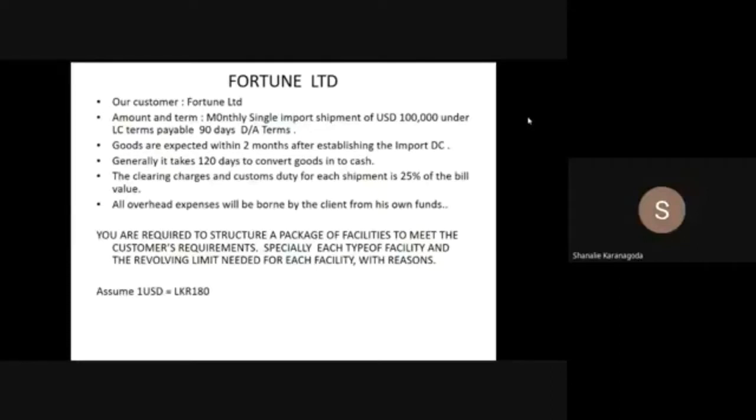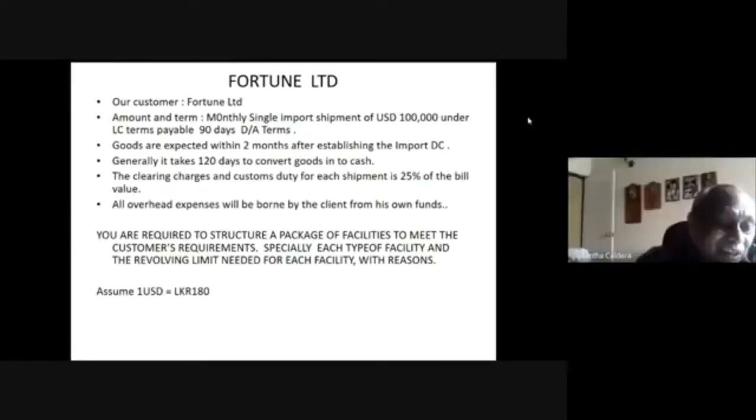1 month. 1 month. Because we'll have to settle the bill at the end of the 3rd month, but we will be getting the money at the end of the 4th month.